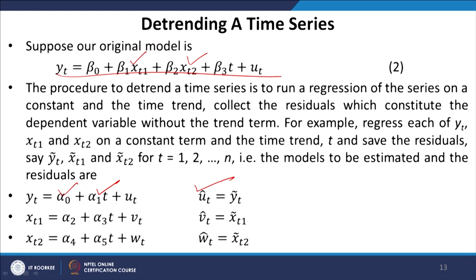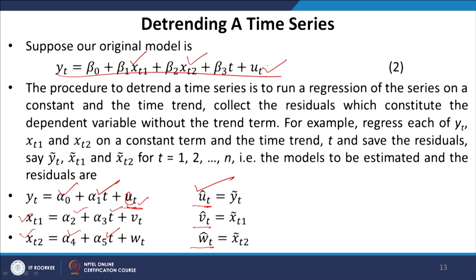For example, regress each of yt, xt1 and xt2 on a constant term and the time trend t, and save the residuals, which we call ut hat, vt hat and wt hat. One thing to note is that this ut hat is different from the ut here, because the equations are different. This is just for notational purposes. One can also call it et, so that the problem of confusing this ut with that ut does not arise.